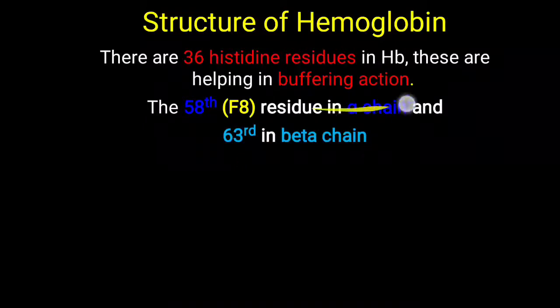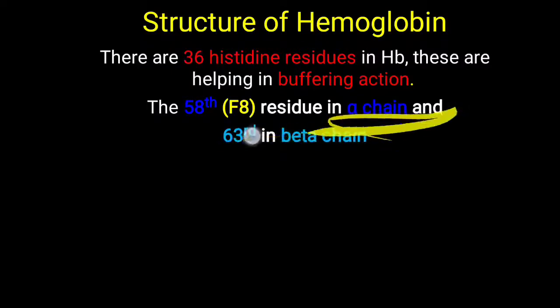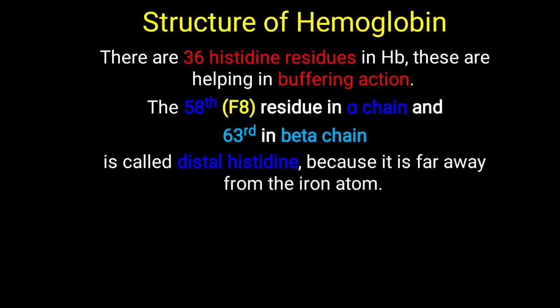Already we have talked about the alpha chain, which contains 141 amino acids, and plus 5 means 146 amino acids in the beta chain. In the same way, 58 in the alpha chain and plus 5, that is the 63rd, in the beta chain is called the distal histidine residue. Why is that name given, distal? Because it is away from the iron atom of the heme residue. So this histidine is away from the iron atom of the heme, so it is called a distal histidine.